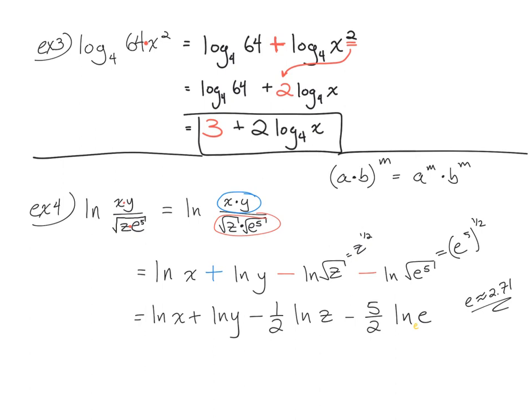So what does that mean for us is that we have to ask what power of e will give you e to the 1st power. And it turns out that this is just 1. So 5 halves times 1 is just 5 halves. So we'll get a final answer of natural log of x plus natural log of y minus 1/2 natural log of z minus 5/2.